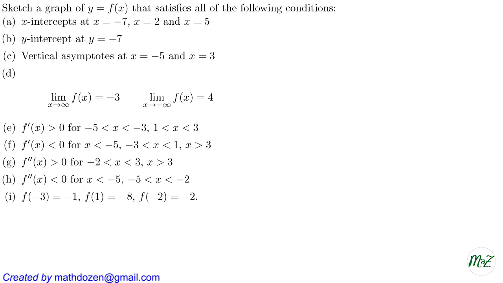Okay, let's work on solving this problem. We need to sketch the graph of the function y equals f of x that satisfies all of those properties simultaneously. So what does it mean? It means that we're gonna solve this puzzle. Usually it's easy to start with the items that talk about the first and second derivative and work out the shape of the graph and then try to satisfy the rest of the conditions.